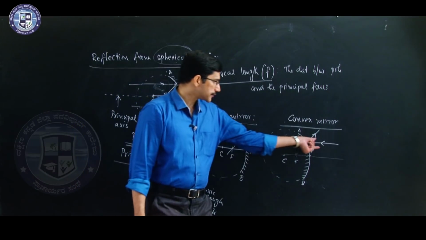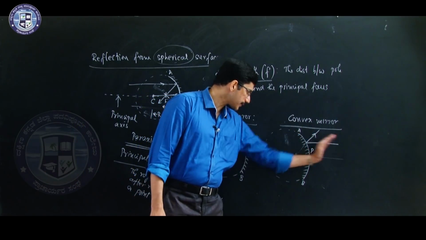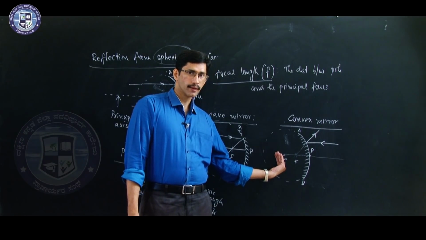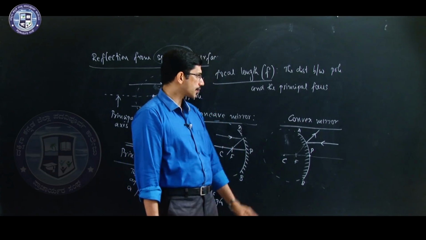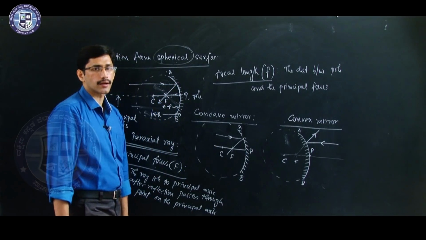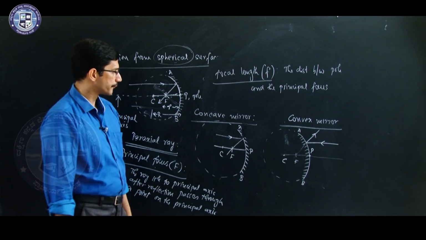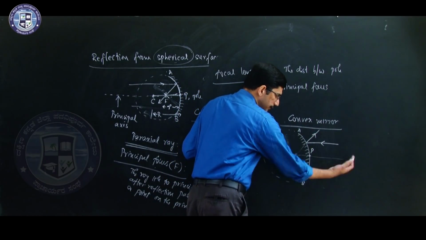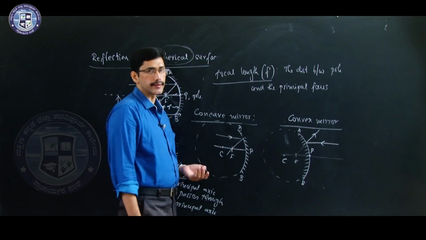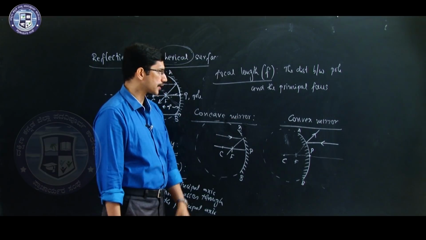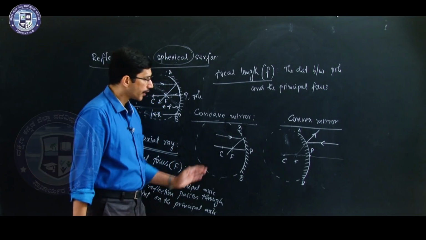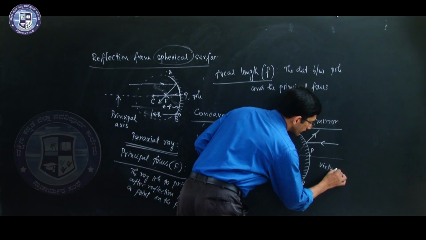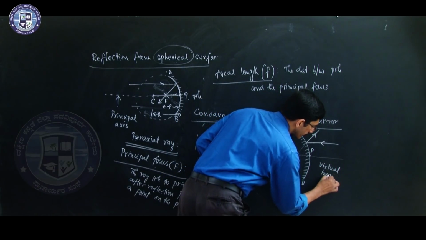Now, the incident light is on the other side and the center of curvature is on this side, right? And such a mirror is called the convex mirror, where the inner surface is polished and the reflection takes place from the outer surface. And this convex mirror always forms a virtual image.